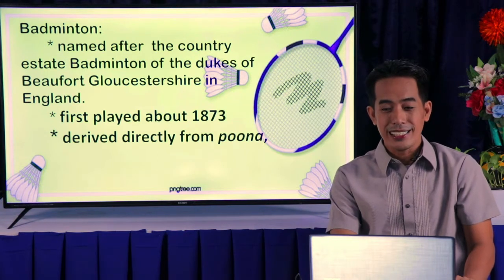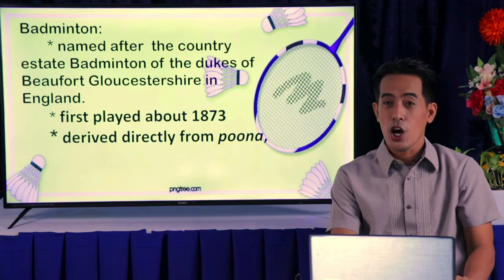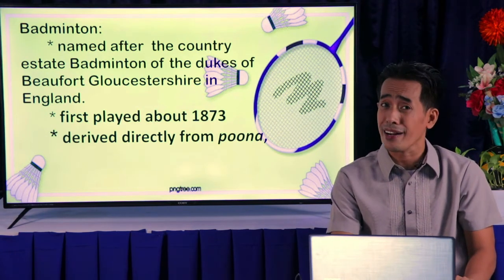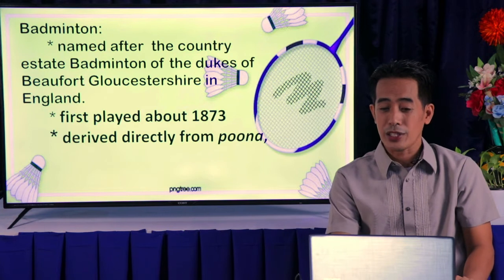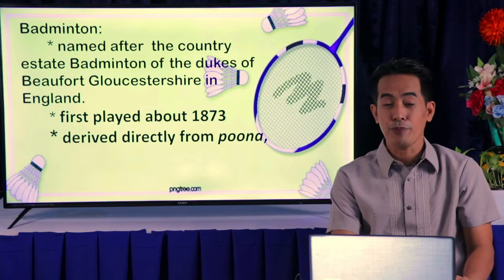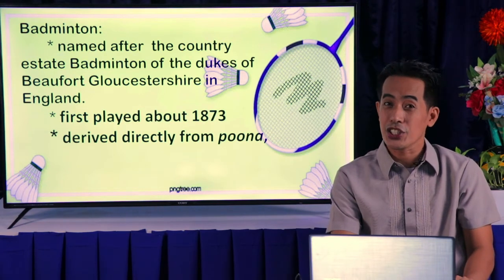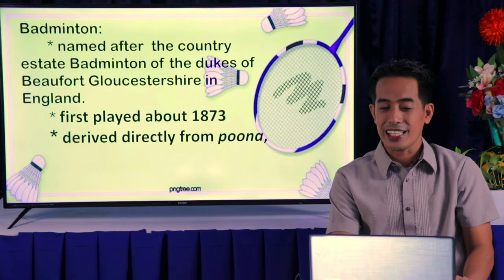Do you know that the game badminton is named after the country estate Badminton of the Duke of Beaufort, Gloucestershire in England, where it was played about 1873. The roots of the sport can be traced from ancient Greece, China, and India, and it is closely related to an old children's game.